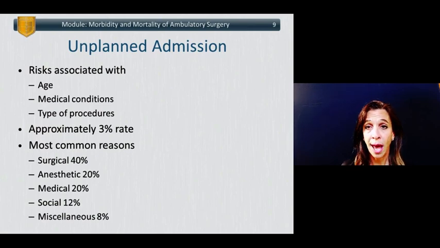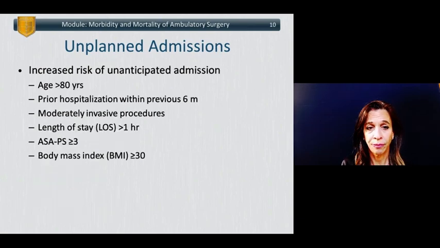Anesthesia accounts for about half of the surgical risk at 20%. Medical reasons account for equal numbers as anesthesia, and social reasons such as not having an escort home account for about 12%, and miscellaneous reasons account for the remainder.